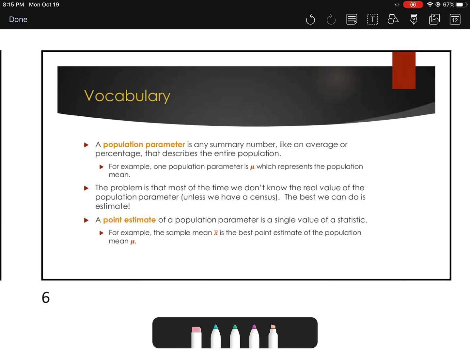A point estimate of a population parameter is a single value of a statistic. For example, the sample mean, which I say as x bar, is the point estimate of the population mean, mu.